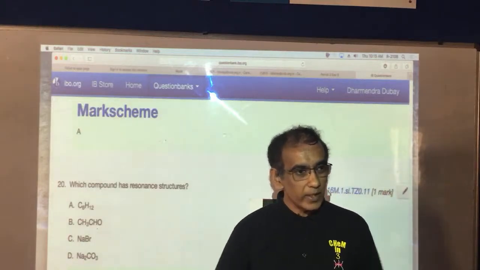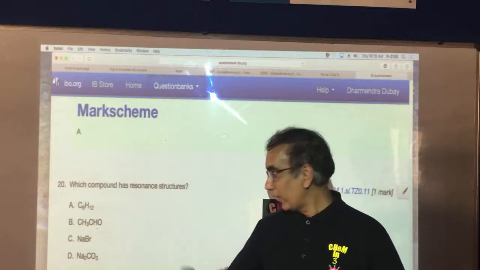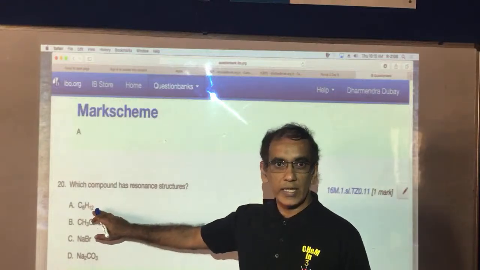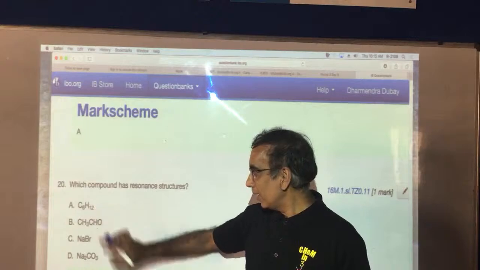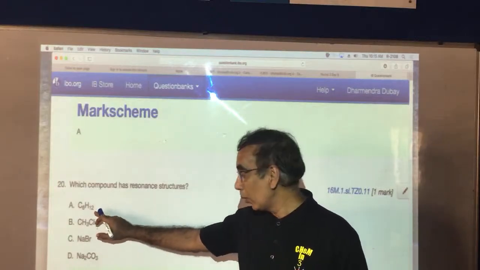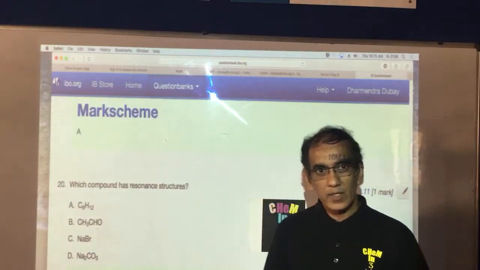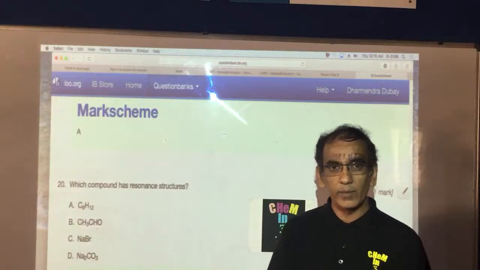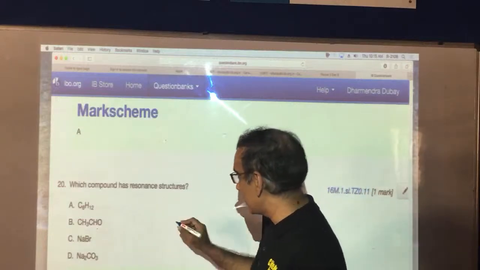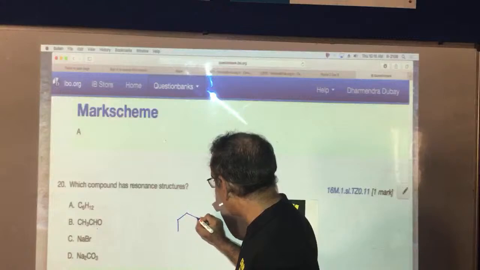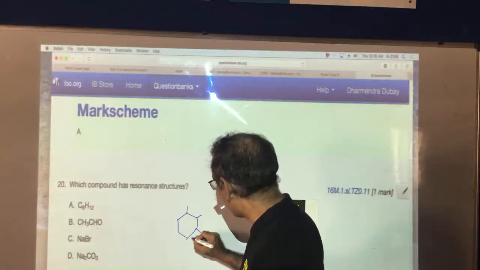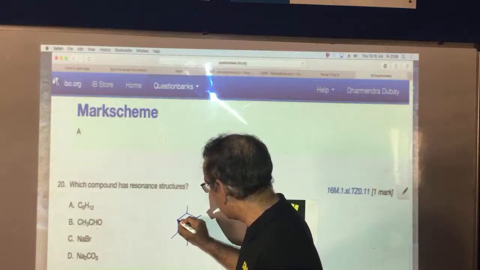C6H12 as a straight line molecule would be hexene. But if it's like this, there's no unsaturation. So the index of hydrogen deficiency of this will be 1 because of its ring. It doesn't have any actual unsaturation by way of a double bond. And it's bringing me to discuss a few other things as well.